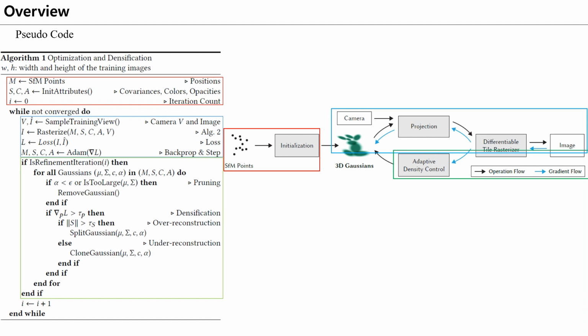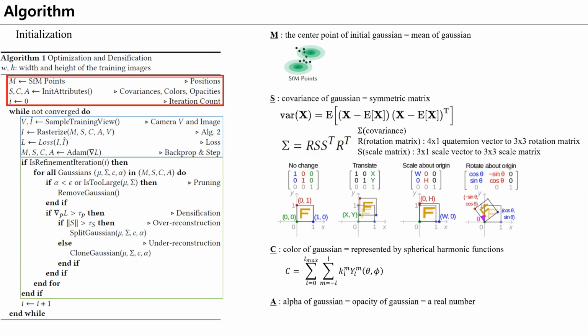The green part is performed at each specific iteration. This is the part where Gaussians are removed, split, and cloned, and the logical Gaussian structure is changed. The green part is also updated from the gradient. In the pseudocode, Gaussian is simply initialized. But here, I will cover in detail how to design Gaussian.